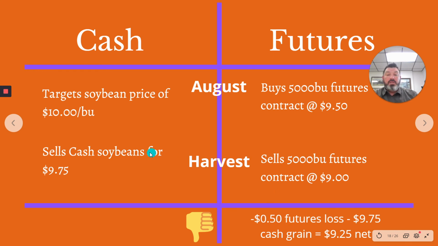We sold cash soybeans across the scale for $9.75. We have to actually subtract that 50 cents that we lost in the futures, so we netted $9.25. Clearly, we were 75 cents shy of our target price, and this is a good example of what occasionally can happen when you play futures contracts.